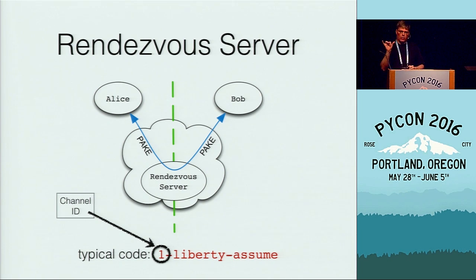So the first part of that wormhole code is the channel ID. In this example, channel number 1, but the numbers are just short integers. The server allocates those. The channel ID tells the server which two clients, coming together using the same channel ID, get messages from each other.